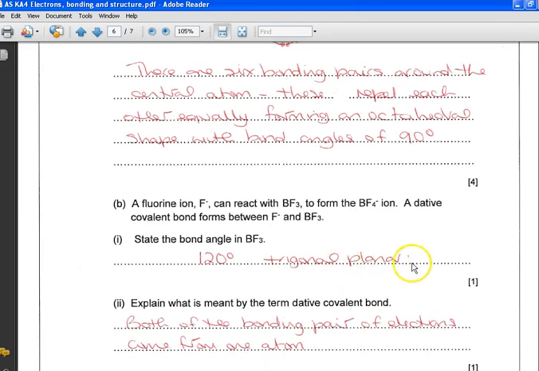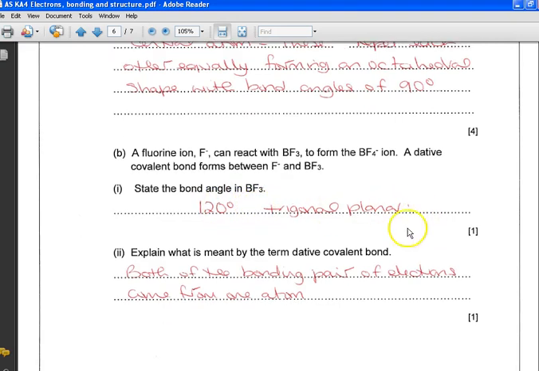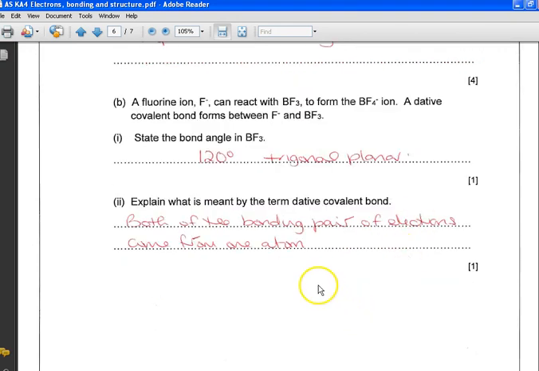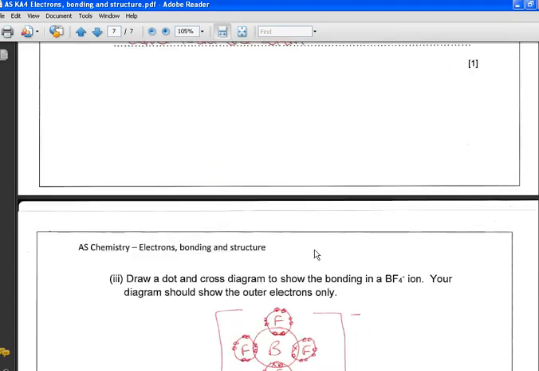Okay, fluorine ion can react with BF3 to form BF4 minus ion, and a dative covalent bond forms between them. So the bond angle in BF3 is 120 degrees, trigonal planar. It doesn't ask for the shape, I've written that there just to remind you that that's what the bond angle is in a trigonal planar molecule. Then the definition of a dative covalent bond: both of the bonding pair of electrons coming from one atom.